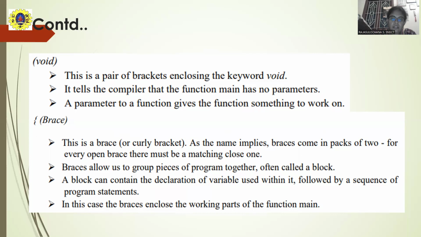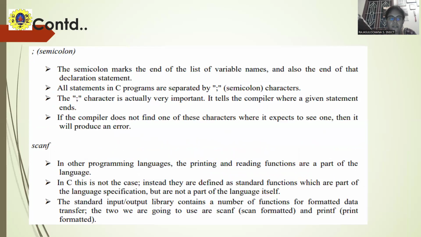This block contains the local declaration of variables inside it. After this local declaration follow the program statements, and the working part of the main function is enclosed inside the open and closed curly braces. Each statement in a C program should be terminated with a semicolon. So this character is very important. It tells the compiler where a given statement ends. If the compiler does not find the semicolon, it will produce an error. So semicolon is mandatory at the end of each program statement in a C program.